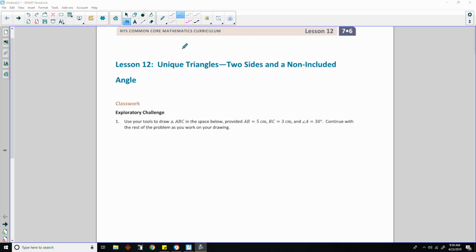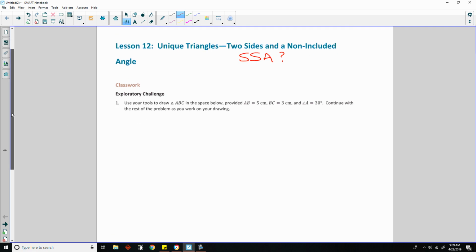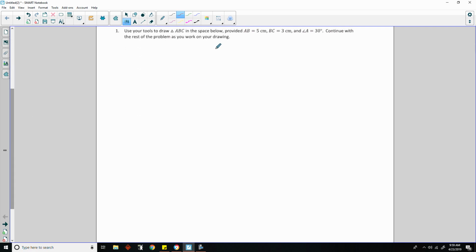Lesson 12, Unique Triangles, Two Sides and a Non-Included Angle. Two sides and a non-included angle. Okay. Exploratory challenge. Use your tools to draw triangle ABC in the space below, provided that we have side AB that's 5 centimeters in length. BC is 3 centimeters in length. And angle A is 30 degrees.